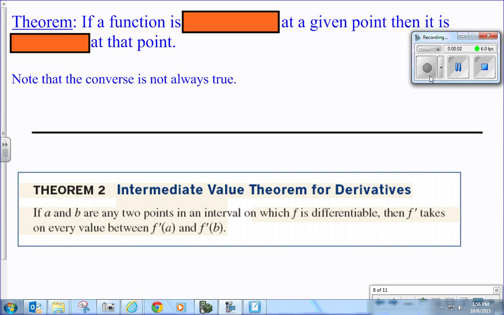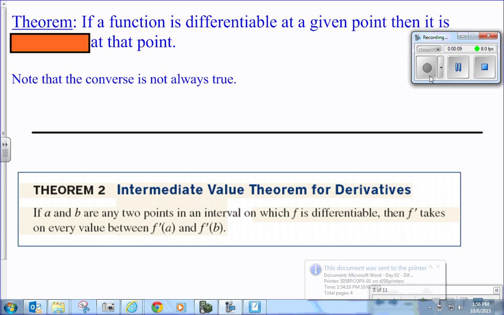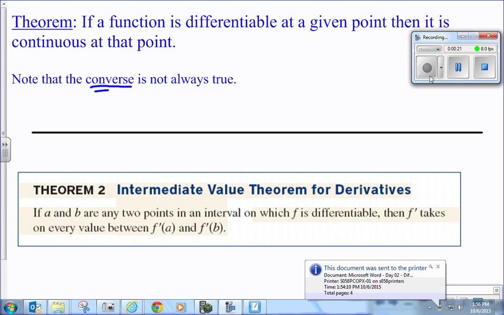All right, so theorem. If a function is differentiable at a given point, then it is continuous at that given point. Okay? But please note that the converse of that is not always true. If it is differentiable at a given point, then it is continuous. If it is not continuous, it cannot be differentiable.